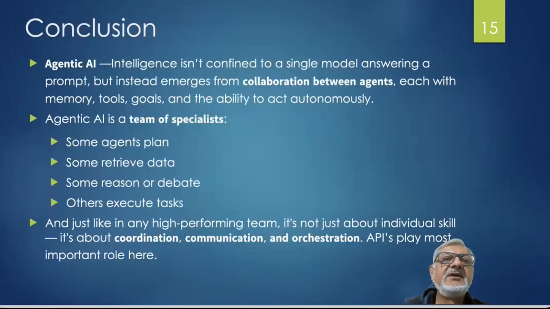So, conclusion: agentic AI intelligence isn't confined to a single model answering a prompt, but instead it's emerging from collaboration between different agents, each having its own memory, its own tools, goals, and ability to act autonomously. We can call agentic AI a team of specialists. Some agents do the planning, some are retrieving data, some are doing reasoning and debate, and others are doing the execution of tasks.